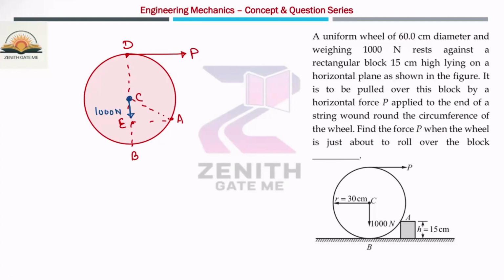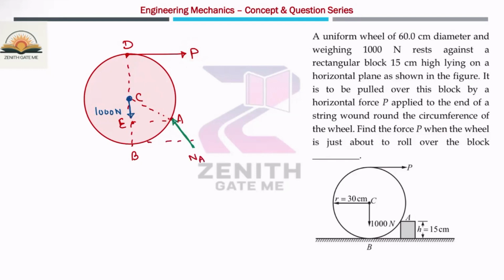If it is making contact at point A, then there will be one normal reaction, and this normal reaction will pass through the D point. Because you can see here, the force 1000 Newton and P are intersecting at this point, so this force should pass through the D point. Let us suppose this is nothing but the normal reaction at A.